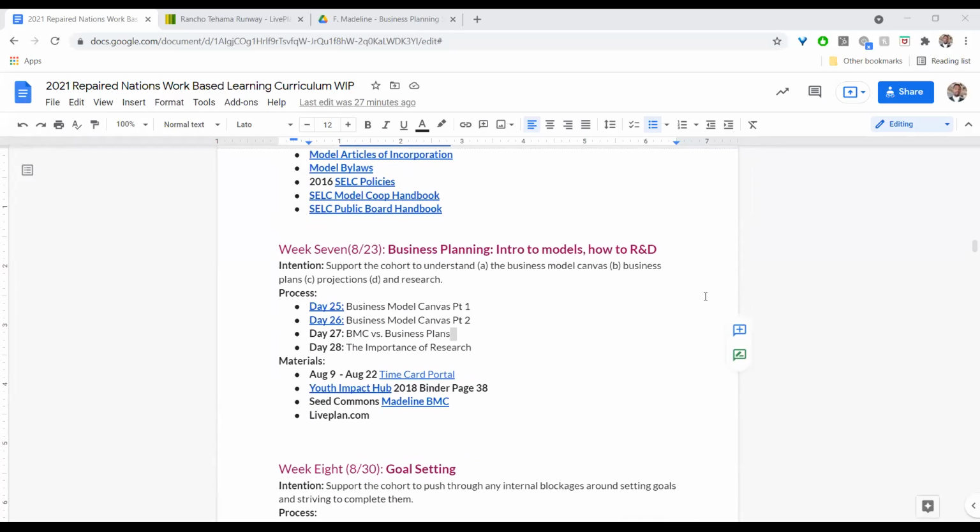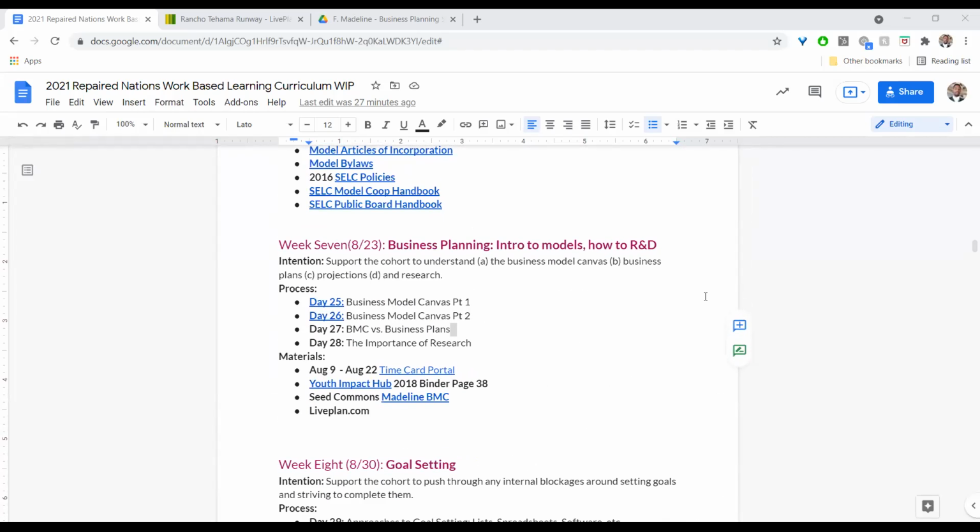We are in week 7. I'm going to continue what we were doing yesterday about the business model canvas. And we're going to be comparing the business model canvas to business plans, seeing the similarities, noting some of the differences and how things get expanded more.